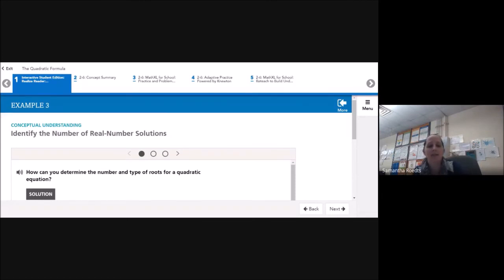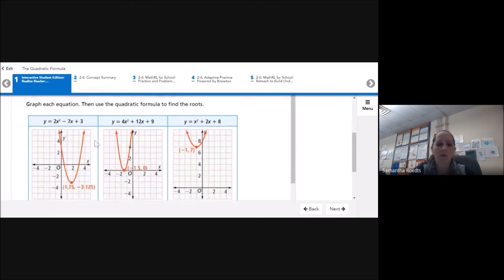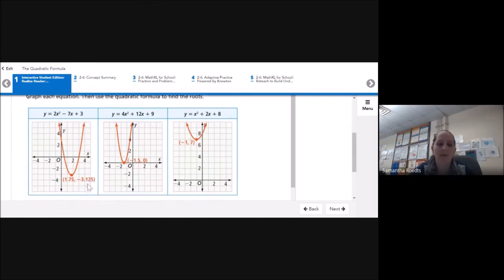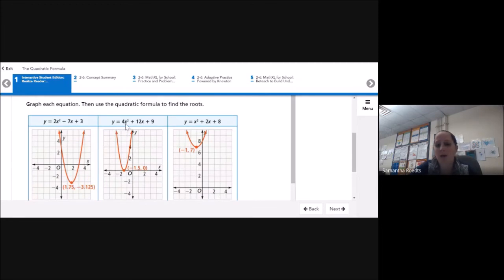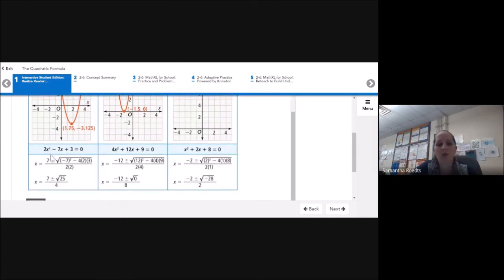All right, example 3 says identify the number of real number solutions. So how can you determine the number and types of roots for a quadratic equation? So if I have 2x squared minus 7x plus 3, I have a vertex at 1.75 and negative 3.125. For y equals 4x squared plus 12x plus 9, I have a vertex at negative 1.5, 0. And for x squared plus 2x plus 8, I have a vertex at negative 1, 7. So I can solve each of these using the quadratic formula.